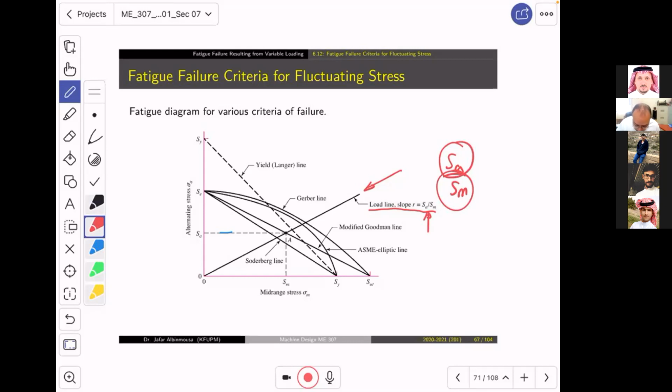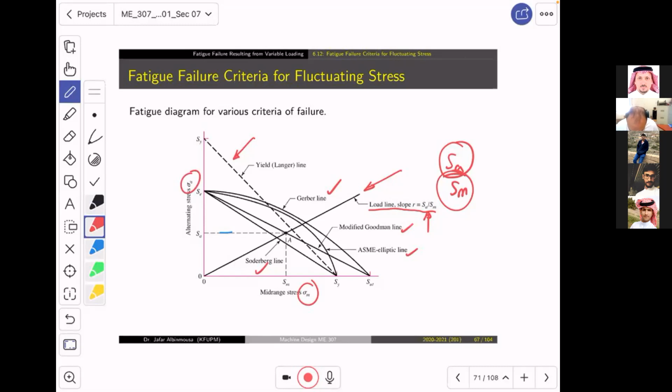At the same time, this Langer line has an equation also which has SA and SM. The Gerber has a line, Goodman has a line, elliptic has a line, Söderberg has a line. So basically, as we learned from calculus, the only thing you need to do is to take one equation and make it equal to another equation, and then you will find the point of intersection. What will the point of intersection be? Where do they intersect with M? Where do they intersect with A?